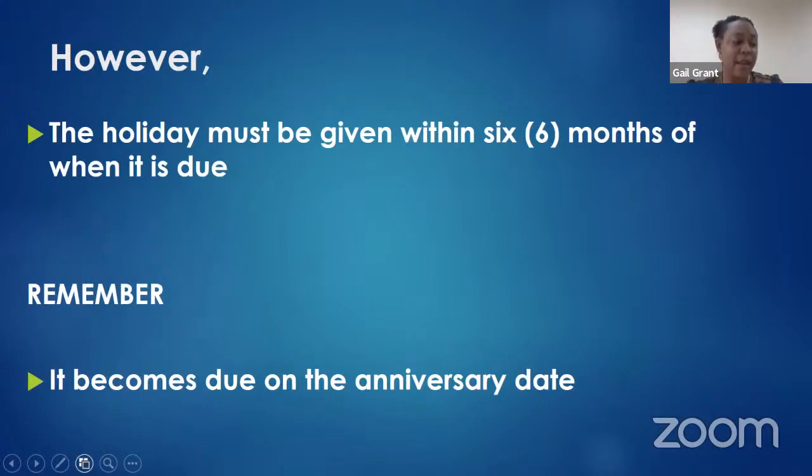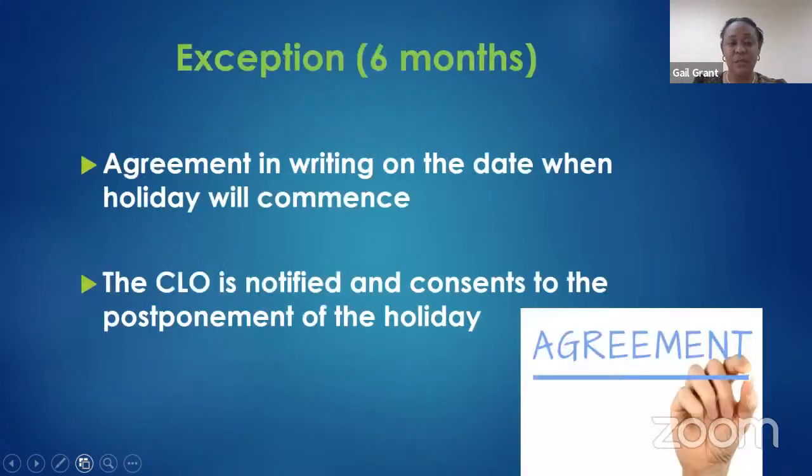Remember, it becomes due on the anniversary date, but it must be given within 6 months of when it is due. So if there's an agreement that the 6 months has come, and for whatever reason, the company still cannot grant the holiday, then you must have an agreement in writing, and the agreement must state the date when the holiday will commence. A copy of this is sent to the Chief Labor Officer, and the Chief Labor Officer then would consent to the postponement of the holiday.